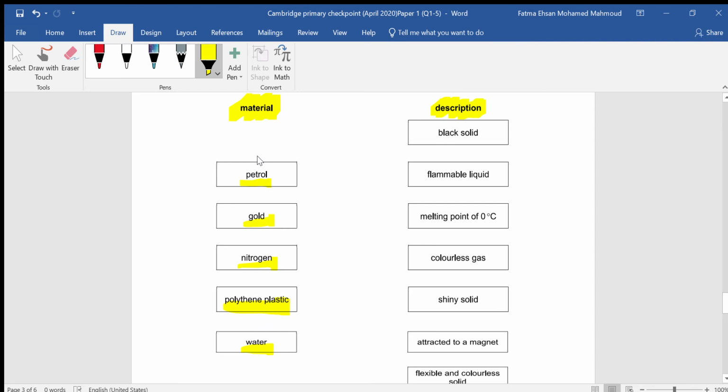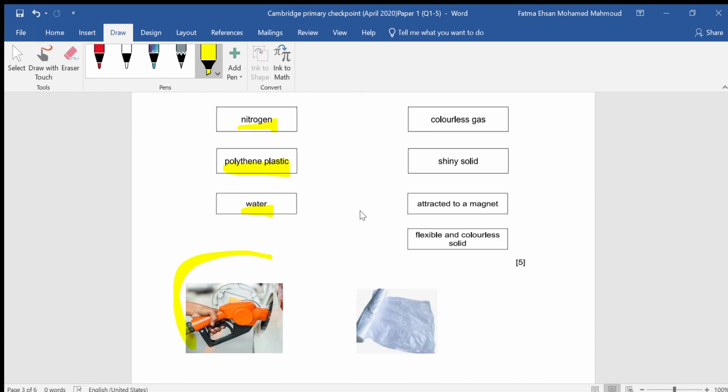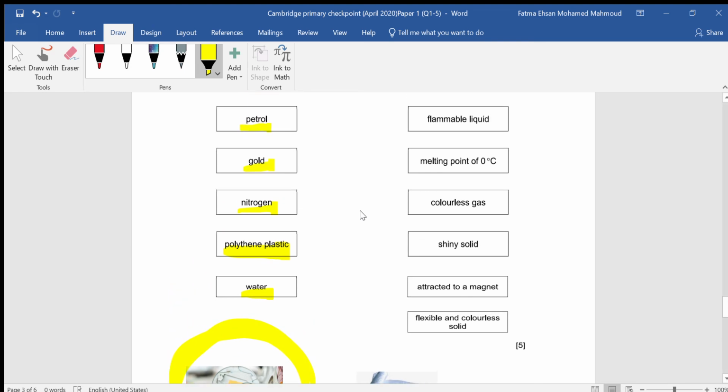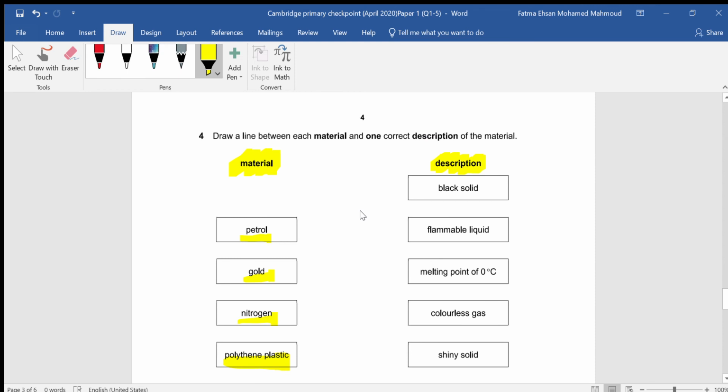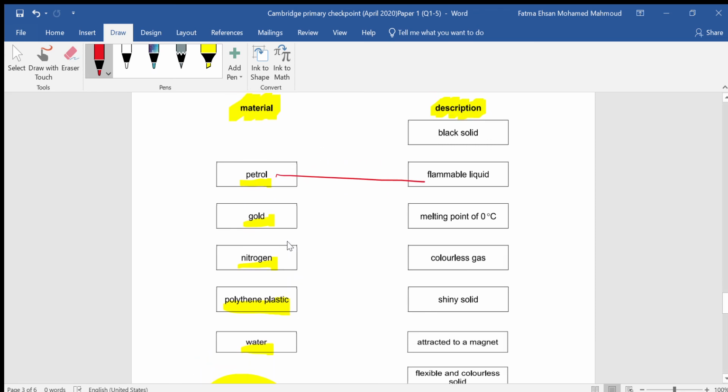Before I start, we need to know the meaning of every single material. Of course, petrol. What comes into your mind after you hear the word petrol? The petrol, the flammable liquid. So what can I choose from here for petrol? So petrol, flammable liquid. There is nothing else. What else? Gold. It's very easy for gold. Gold is what? Shiny. So gold is shiny, solid.